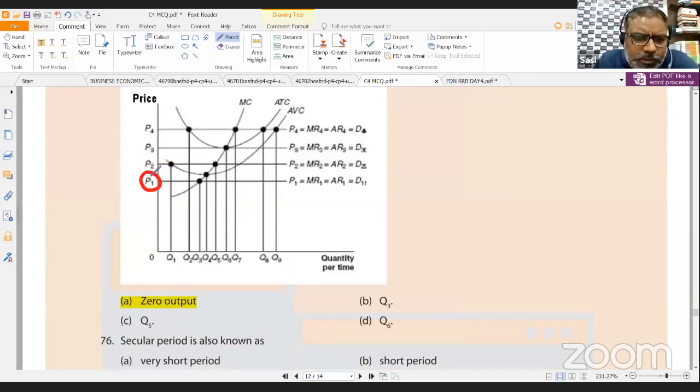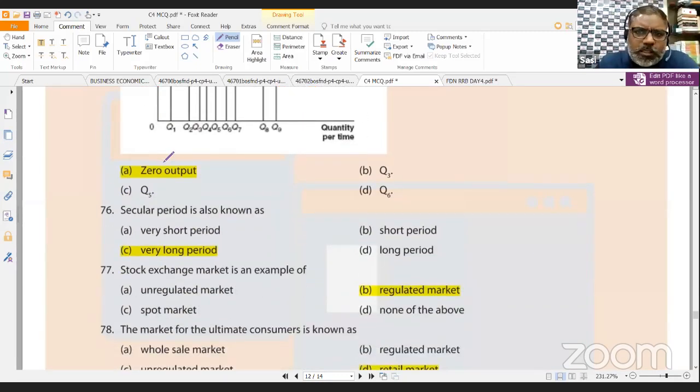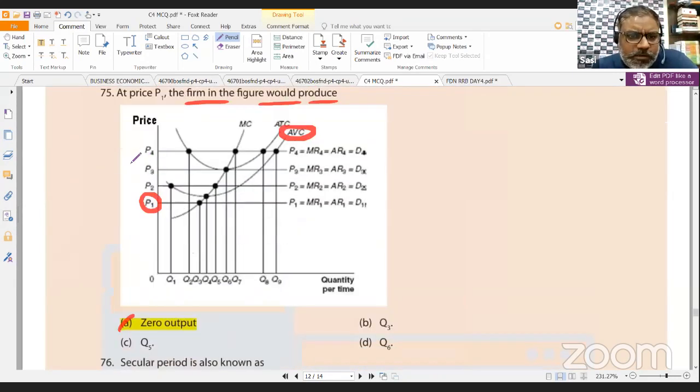Okay. What is the situation there? What is the average variable cost? It is more than price P1. Average variable cost AVC is more than P1. When the average variable cost itself is more than price, then better to not produce anything. So what is the correct answer? Zero output is better to produce. That is A answer for question number 75.